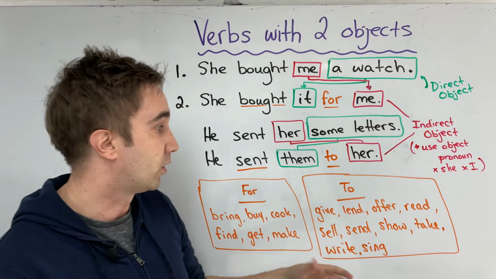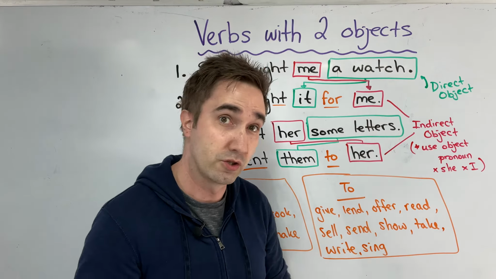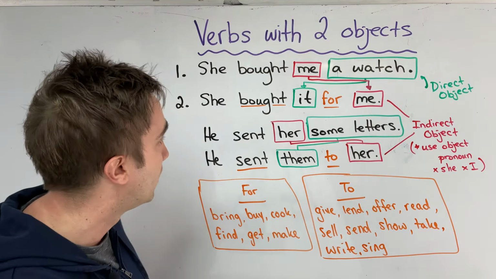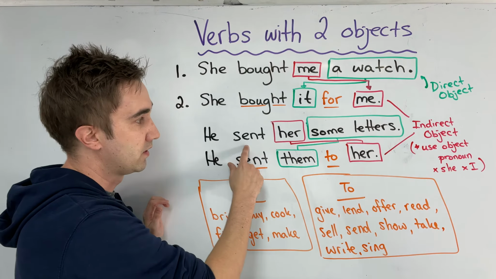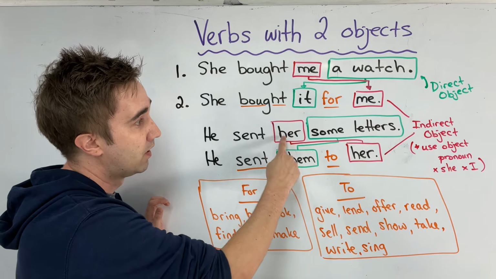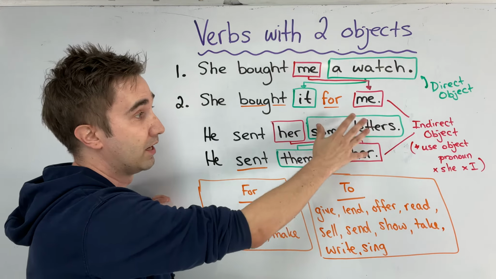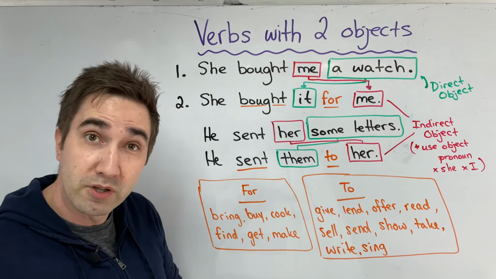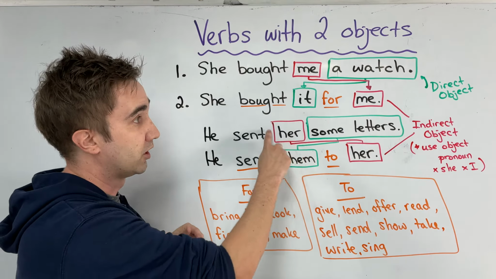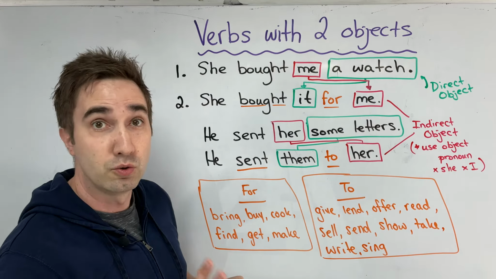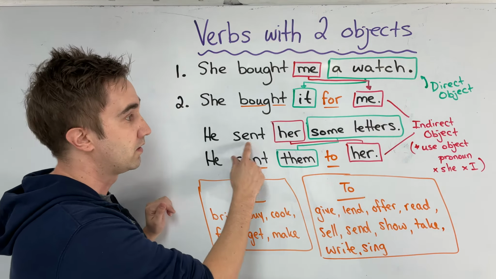So let's look at where we would use to. So here's just another example. Same rule. He sent her some letters. So we have the indirect object, and then we have the direct object. Remember, the direct object is a thing, so some letters. The indirect object usually is a person. So he sent her some letters.